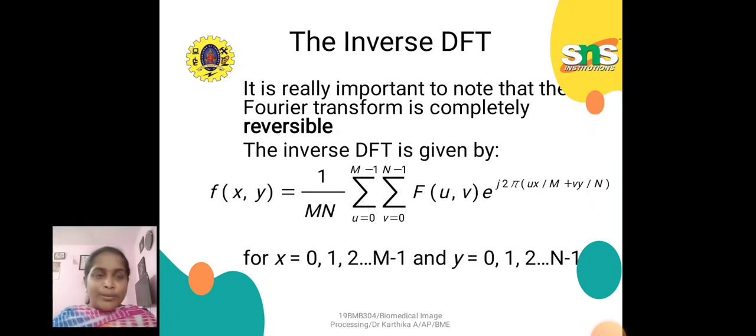Okay, then we'll move on to the inverse DFT. If a DFT is processed in the input side, definitely we have to do inverse DFT in the output side. So what is the formula for this inverse DFT? Again, f of x,y is equal to 1 by MN multiplied with summation u equal to 0 to M minus 1, summation v equal to 0 to N minus 1, F of u,v multiplied with e power j 2 pi of (ux by M plus vy by N). Here x equal to 0 to M minus 1 and y equal to 0 to N minus 1.